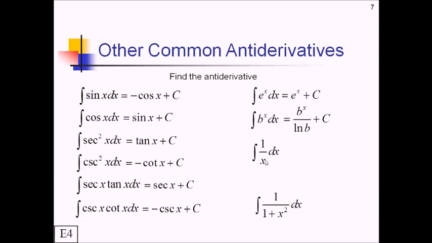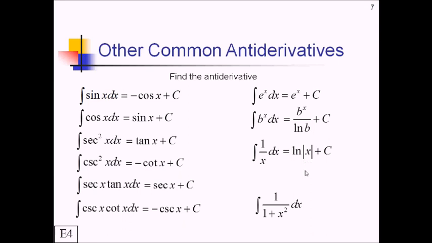For this one, we could try using the reverse power rule, but it wouldn't work very well. If you have x to the negative 1, your new exponent is going to be 0, but then you would be dividing by 0. So we need something completely different. This ends up being the ln of x plus c. And yes, that is an absolute value symbol around x.